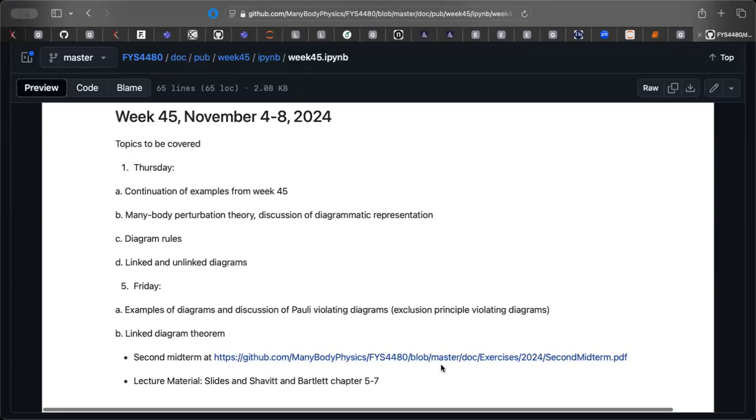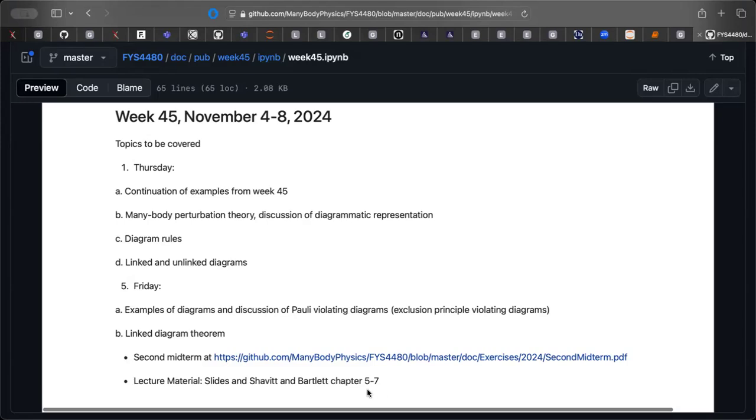Finally, the material which you will encounter this week is material which is not included in a written form in my lecture notes, so this will mainly be through whiteboard lectures. But everything which I cover is taken from chapters 5 to 7 of Shavitt and Bartlett. Chapters 5 and 6 are those which include many of the technicalities I will discuss today. And chapter 7 has more a discussion on the technicalities on how to efficiently calculate contributions to many-body perturbation theory.